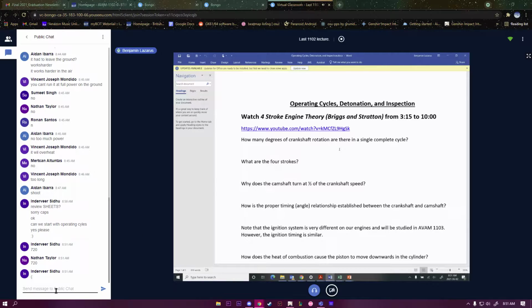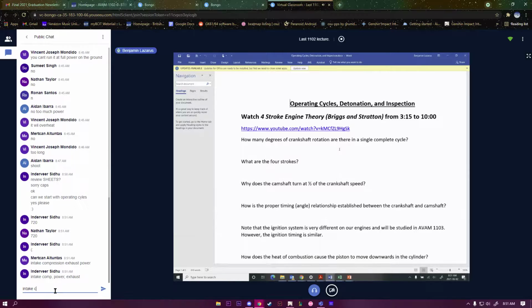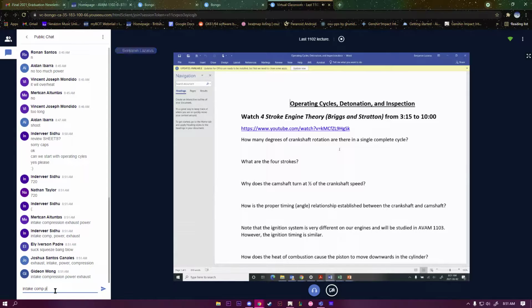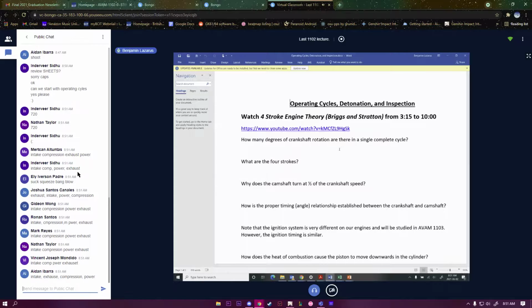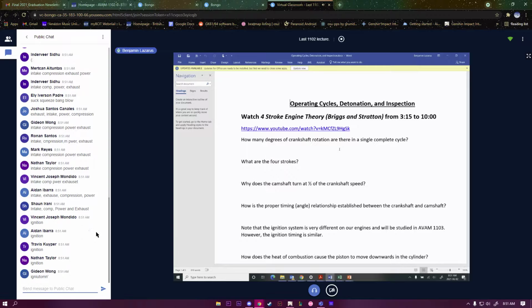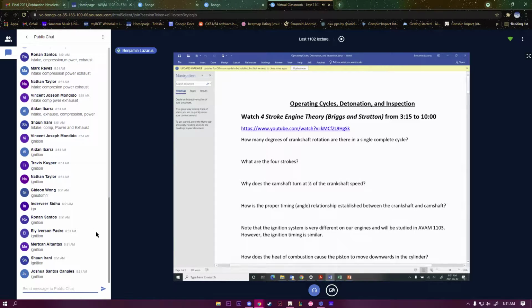What are the 4 strokes? Intake, compression, power, and exhaust. Yes. There's a 5th event. What is that 5th event? Ignition. It happens after compression and before power. All right.